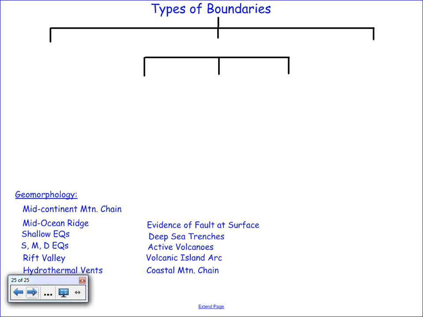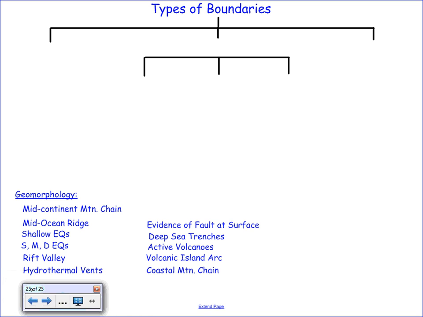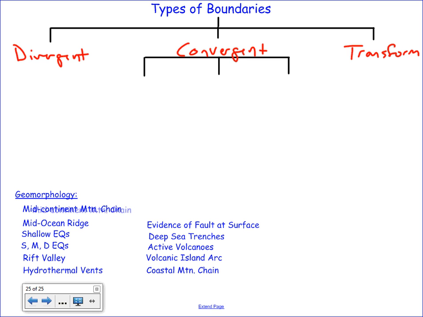To summarize all of these different types of plate boundaries, then, we're going to create a tree map. The three main types of boundaries that we talked about include divergent, convergent in the three types, and transform. The key features to each we can find in the list below. Mid-continental mountain chain would go with a convergent boundary. But what type of convergent boundary would that be? In this case, we're talking about a continent-continent convergence. The other types of convergence we talked about were ocean-continent and ocean-to-ocean convergence.